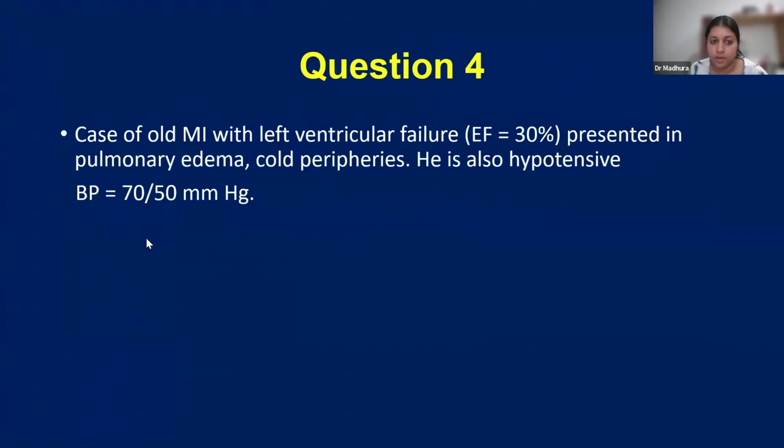I think one person. So this is a case of, I'll just repeat it again. Case of old MI with left ventricular failure, with an EF of 30%, presented with pulmonary edema, cold peripheries. He's also hypotensive with a BP of 70/50. So what would be your drug of choice? So anyone else? Someone has said dobutamine, correct? So anyone else? Any other opinions?